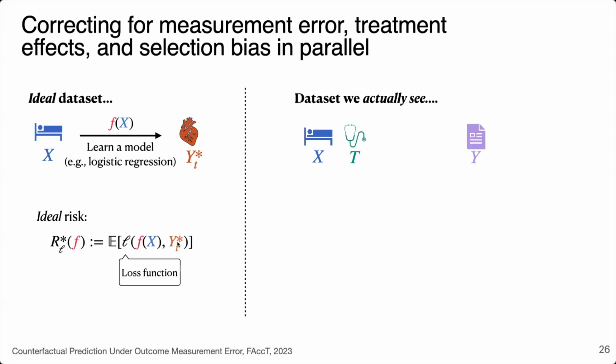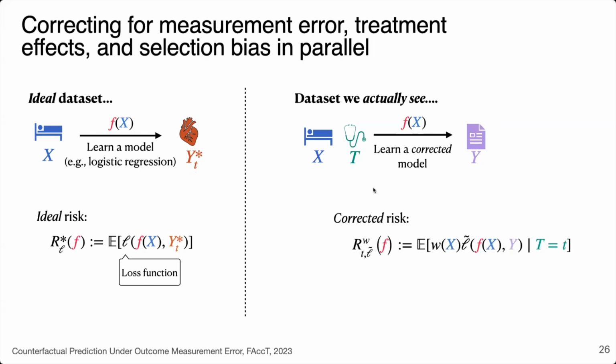However, in our setting, the issue is that the data set that we actually get to see is just the covariates, the corresponding treatment, and then this proxy outcome. We don't actually get to see the target potential outcome of interest. So the way around this is that we can learn a corrected model that adjusts for the difference between the observed proxy label and the unobserved target outcome of interest. And the way that we do this is by minimizing a corrected risk.